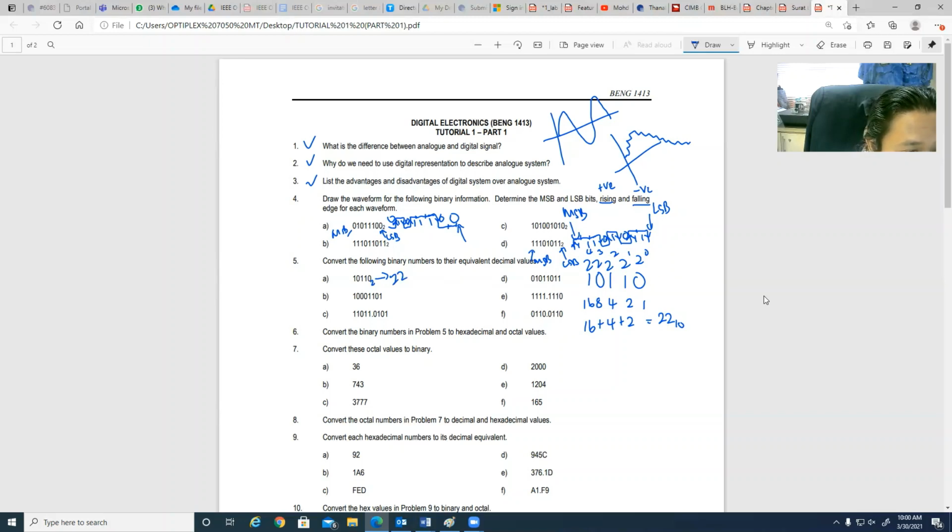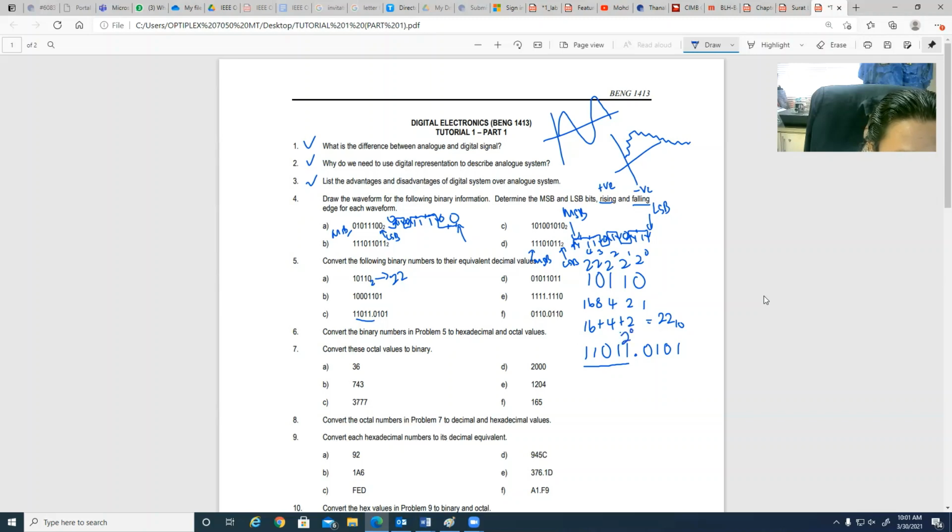Okay, so I will show another example, like question C. We have 1 1 0 1 1 decimal point 0 1 0 1. You can do it manually or you can solve it using a calculator directly, but this one you have to do manually. It will be the same solution.